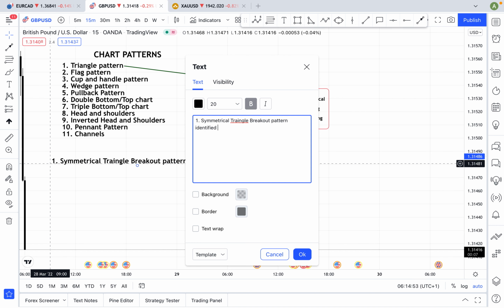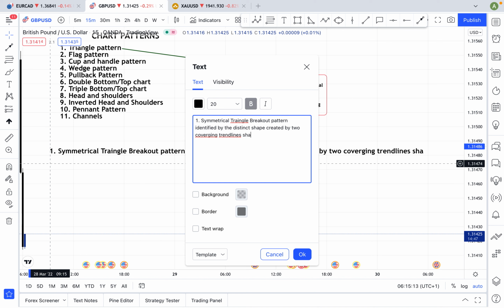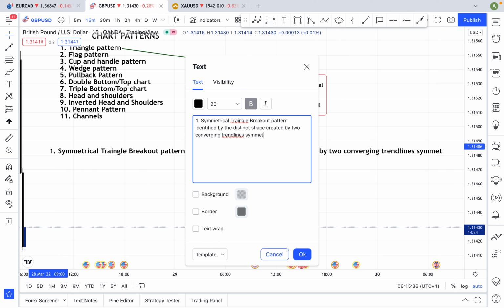identified by the distance created by two converging trend lines, symmetrical in nature.